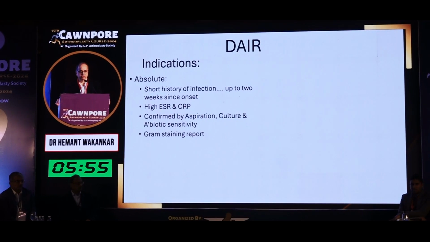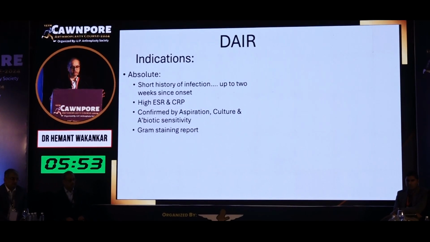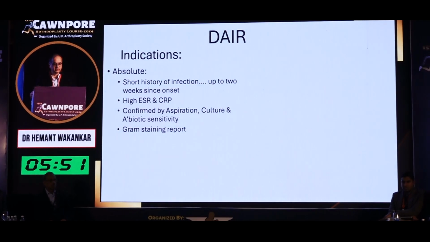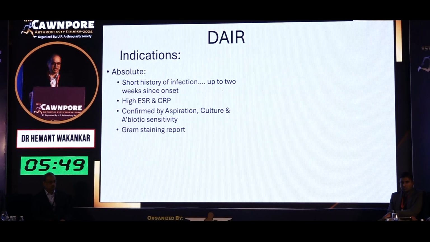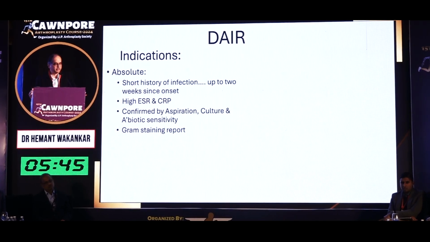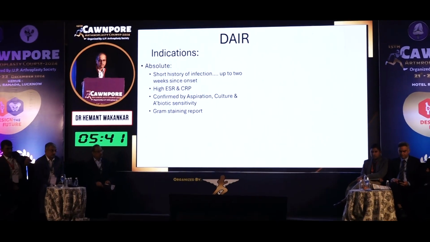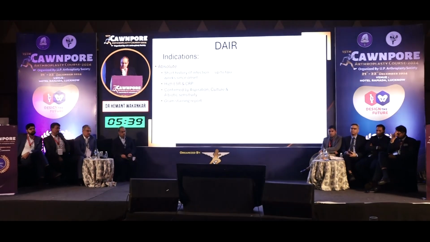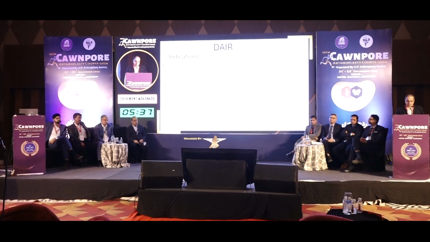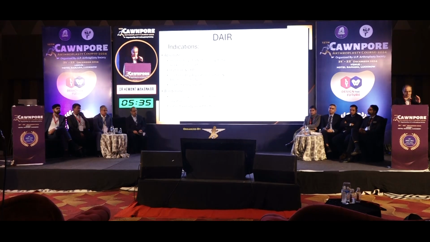Absolute indication would be a very short history of infection, up to 2 weeks since the onset of symptoms. It can be stretched maybe to 3 weeks, but definitely not beyond that. Patient has high ESR, CRP, the infection is confirmed by aspiration, and you would send for culture and sensitivities, and you would get the Gram staining report quickly. Obviously, it will take time for you to get the antibiotic sensitivity report for the infection.